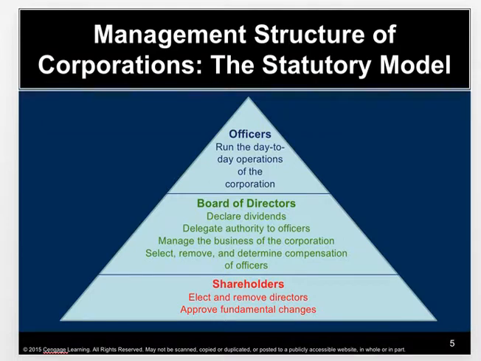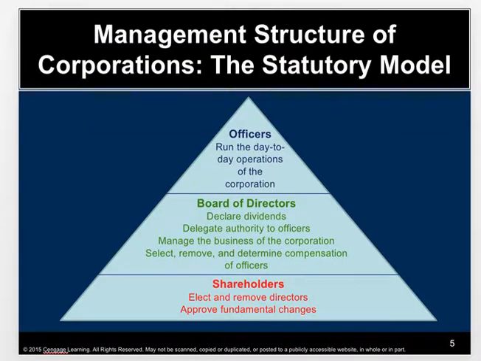Then below that, we have the board of directors. And what's interesting is the board of directors are the ones that elect the officers. The board of directors also declares dividends. Again, as I mentioned, they delegate authority to the officers, so they're the ones that select them. They manage the business of the corporation, in other words, making really strategic decisions for the corporation. Where is it going to go? They select, remove, and determine compensation of officers, and that's what I already mentioned before.